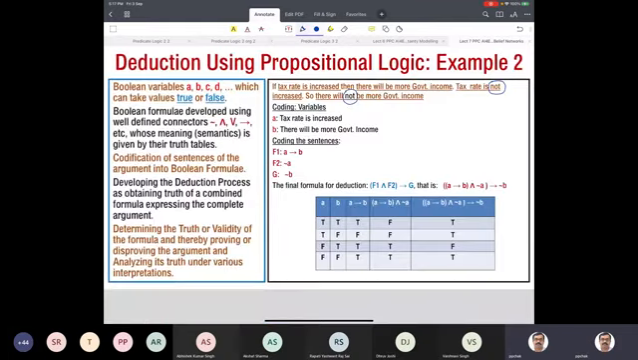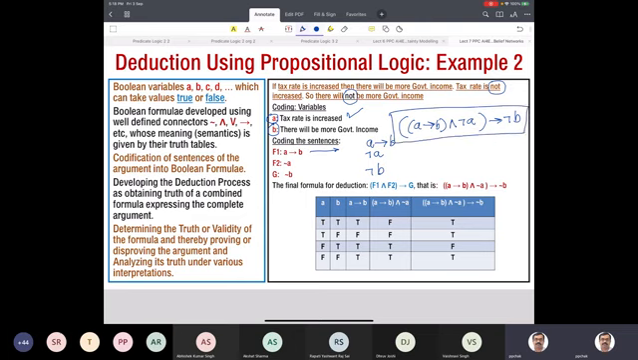Same method. I establish tax rate is increased as Boolean variable A. There will be more government income, Boolean variable B. First statement is the same as before: A implies B. Second statement, tax rate is not increased, which is not A. And what I want to derive is not B. I want to prove that A implies B and not A, these together imply not B. And I want to prove that this formula holds.